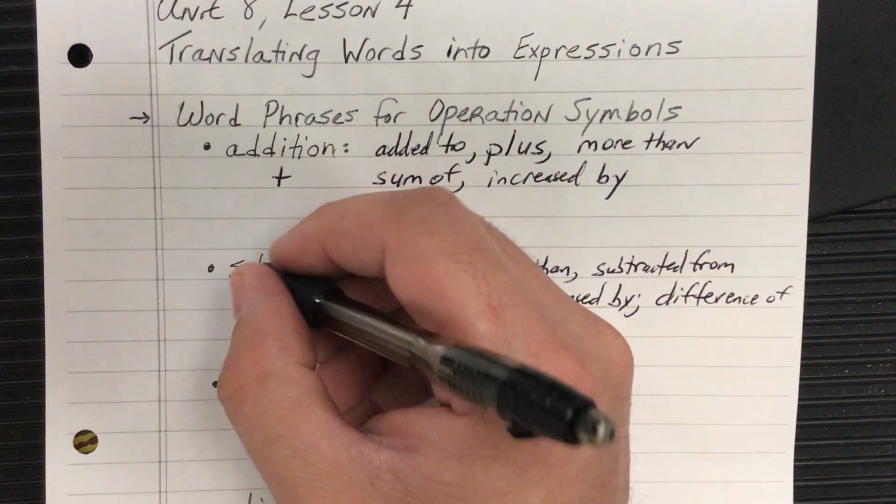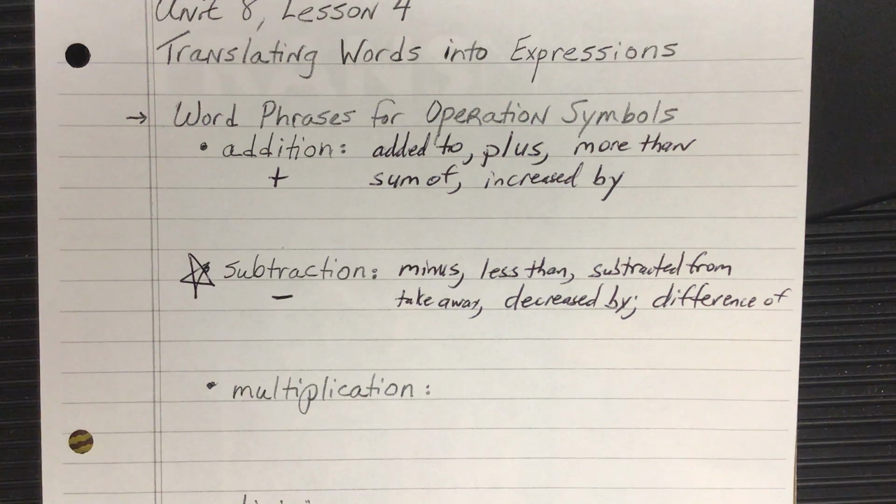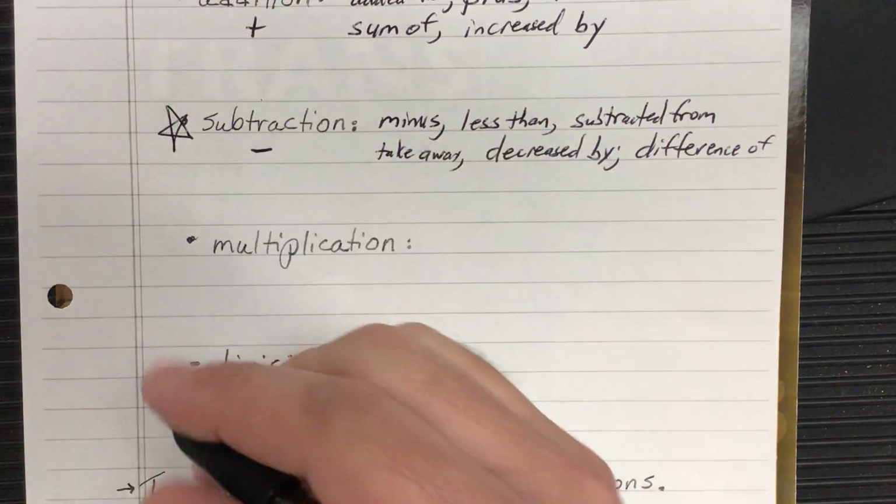I'll put a little star by this one because the order you subtract matters. 10 minus 5 is not the same as 5 minus 10. Got to be especially careful with subtracting and dividing.